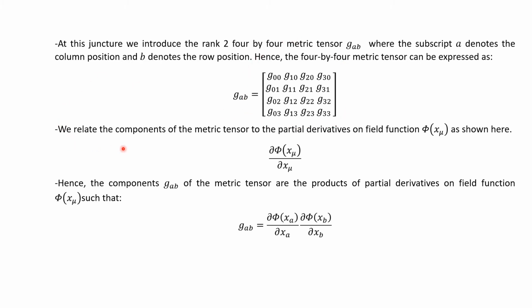We relate the components of the metric tensor to the partial derivative on field function phi as shown here. Hence, the components here of the metric tensor are the products of partial derivatives on a field function phi such that, as we see here.